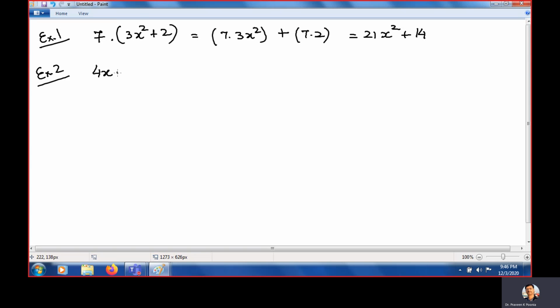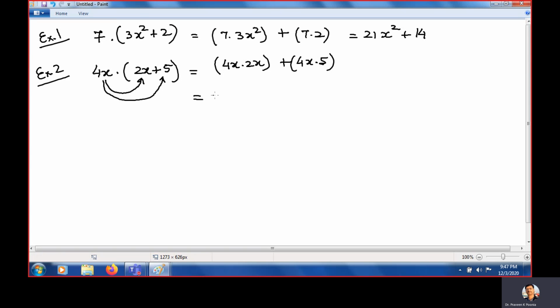4x times twice of x plus 5. How are we going to do it? Same method. First you need to multiply this. So 4x times 2x plus, now multiply 4x with the second term, 4x times 5. What is 4x into 2x? It is 8. 4 times 2 is 8.